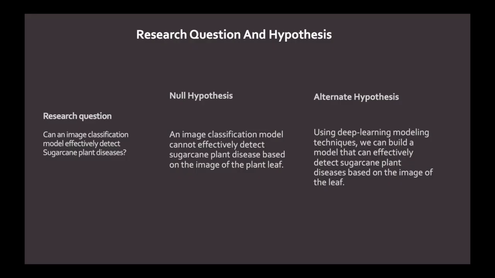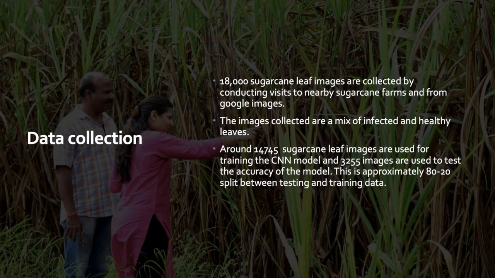Research question and hypothesis. The null hypothesis for this project is that an image classification model cannot effectively detect sugarcane plant disease based on the image of the plant leaf. The alternate hypothesis proposed is that by using powerful deep learning modeling techniques, we can effectively detect plant disease using images of their leaves.